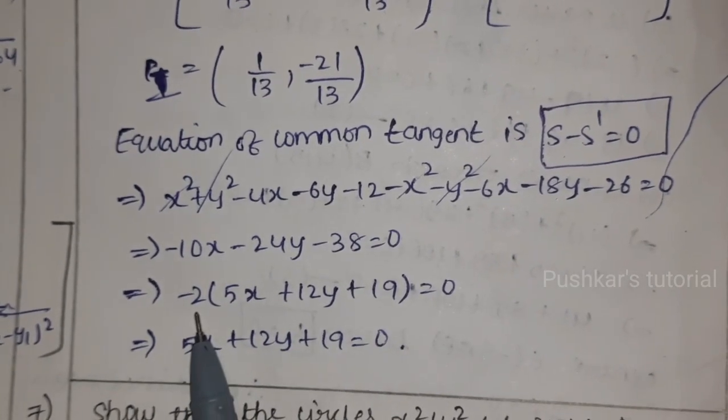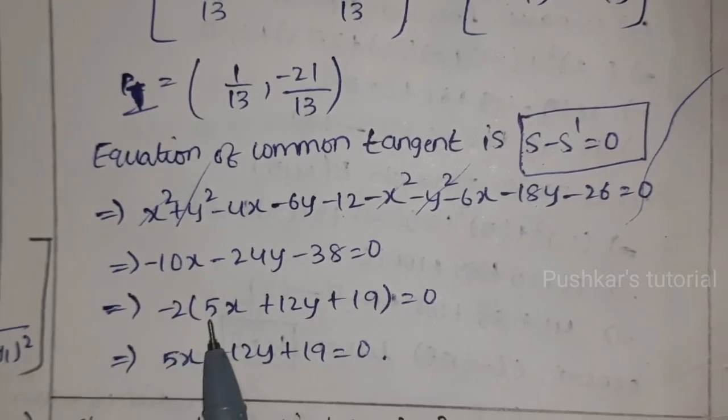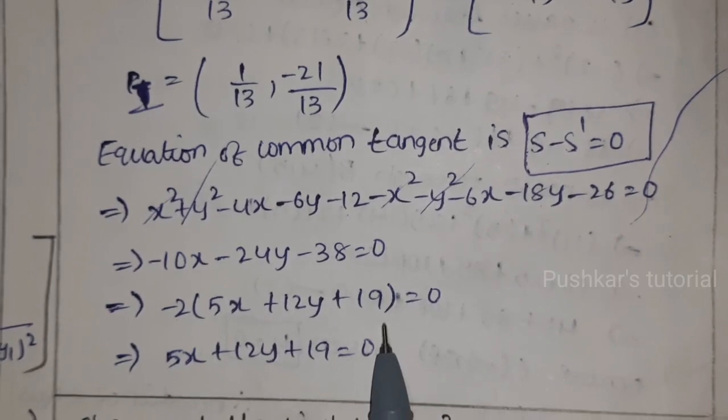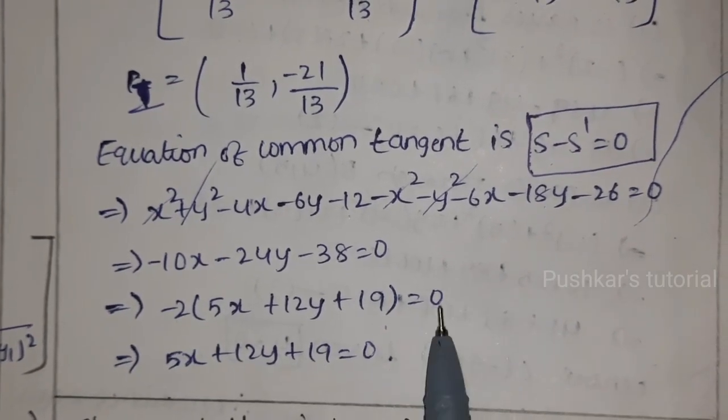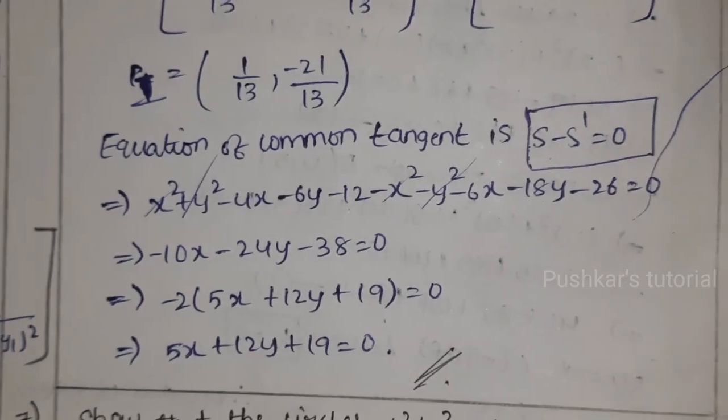So again 2 is common. X coefficient should not be minus. Taking minus 2 common: 2 5s are 10, 2 12s are 24, 2 19s are 38. 2 will go to the right side, 0 by 2 is 0. So which is our required equation of tangent.